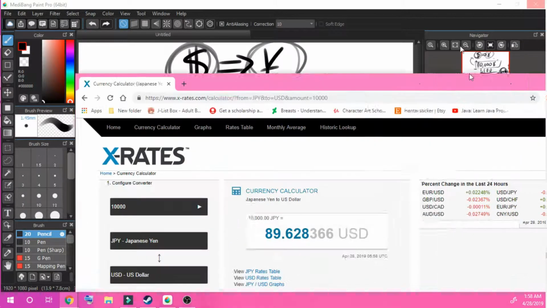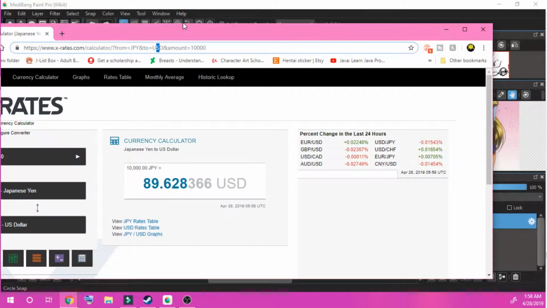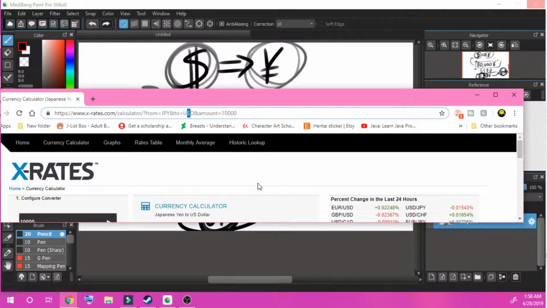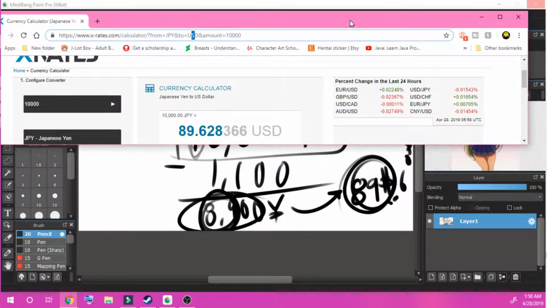So as you can see, that's the conversion, and that's the answer we got, which was 89.62, and I got 89.60. Now, it's not supposed to be specific, it's just supposed to give you an understanding of what they value, or what the item is going to be valued at.